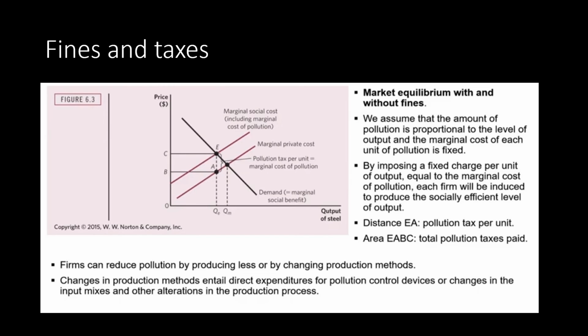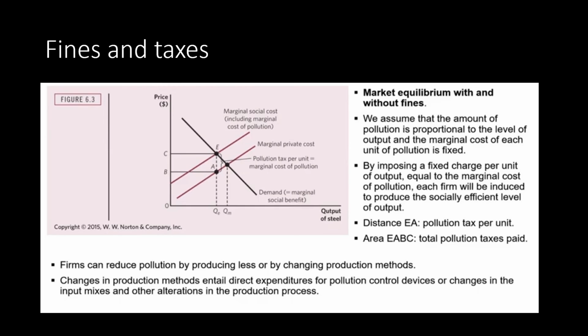Here is a graph showing fines and taxes. Market equilibrium with and without fines. We assume that the amount of pollution is proportional to the level of output and the marginal cost of each unit of pollution is fixed. By imposing a fixed charge per unit of output equal to the marginal cost of pollution, each firm will be induced to produce the socially efficient level of output. Distance EA shows the tax per unit, and area EABC shows the total pollution taxes paid.